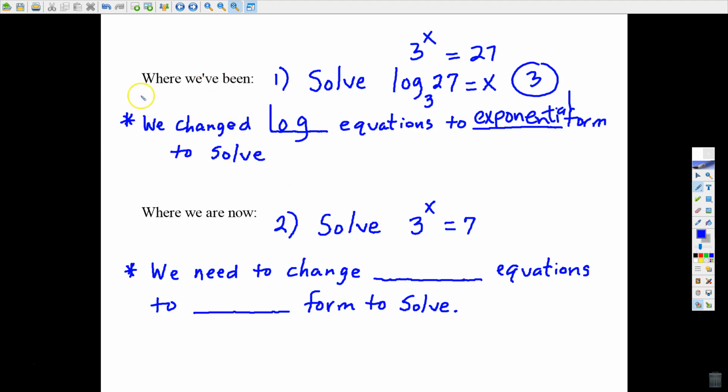Well, that's where we were. Where we're going today is we're going to be solving exponential equations. Well, what do you think we're going to do now? We're going to take exponential equations and turn them into log form, so it's just the reverse. We need to change exponential equations to log form. So if you keep this in mind, you'll always help yourself. Log becomes exponential to solve. Exponential becomes log to solve.